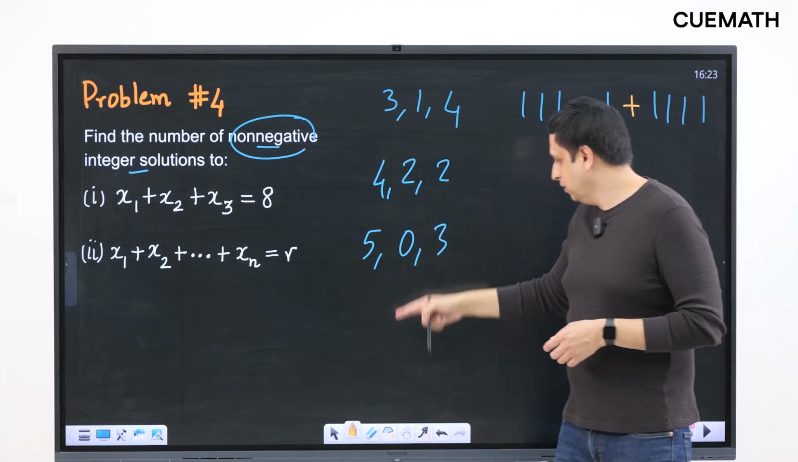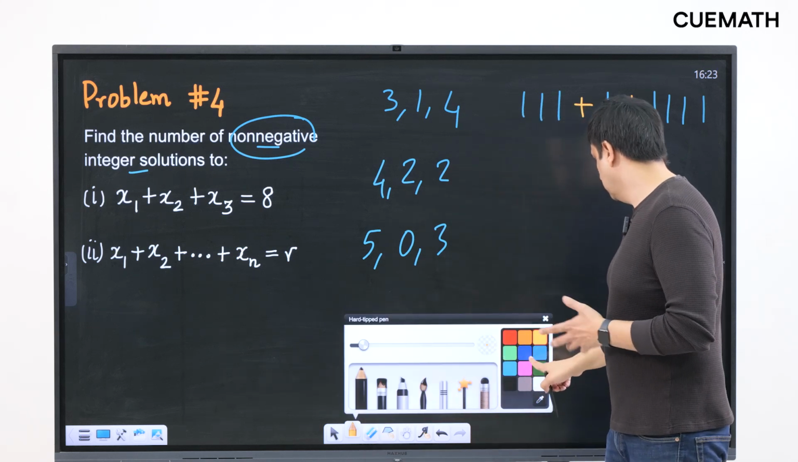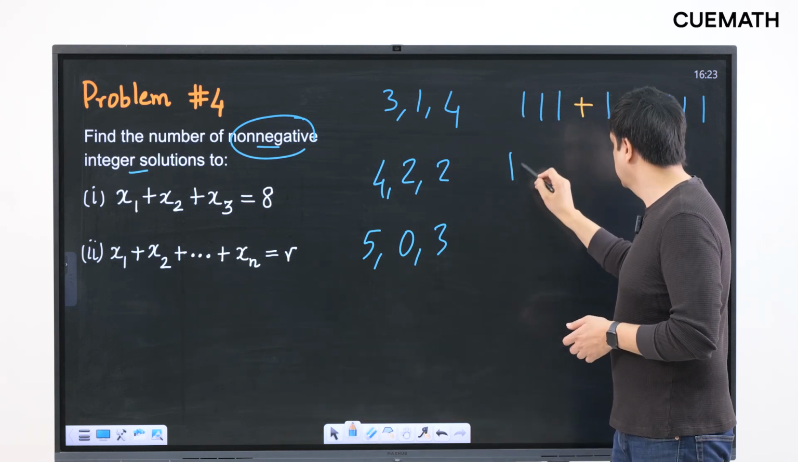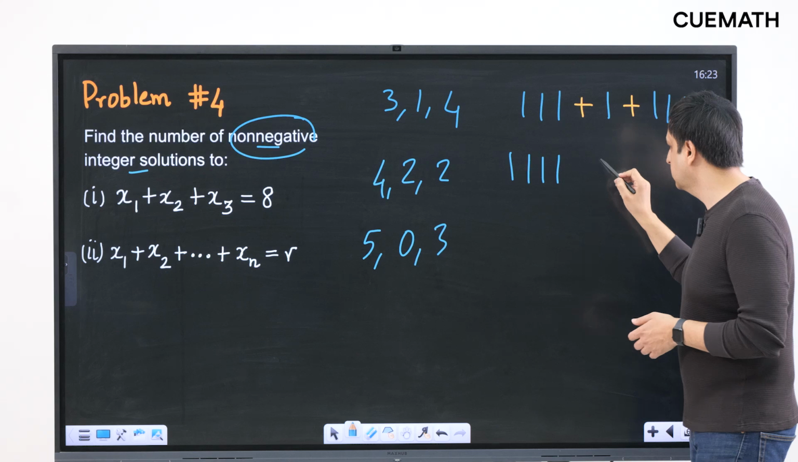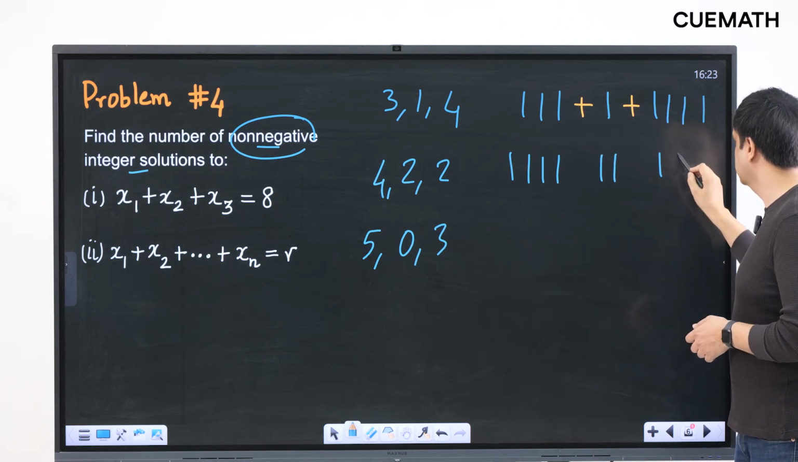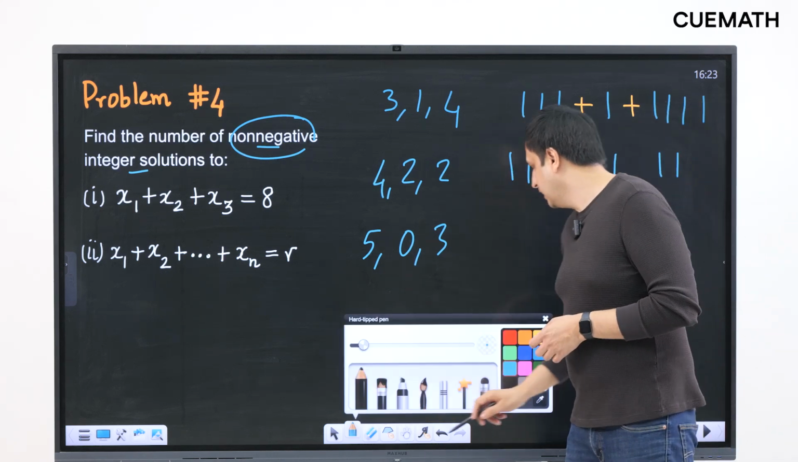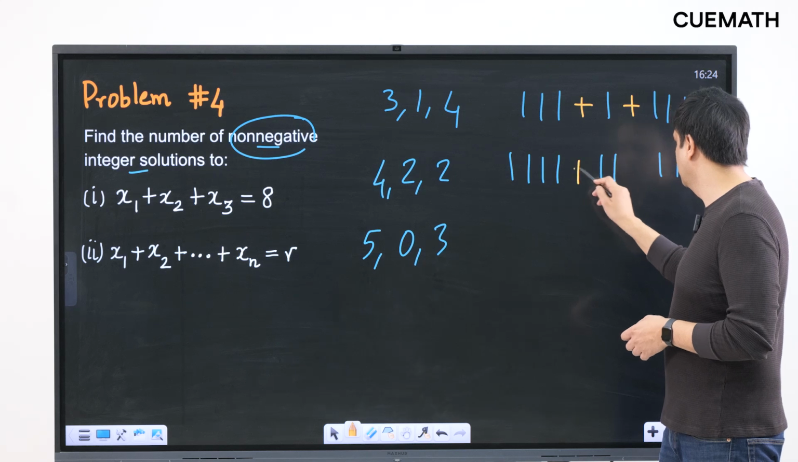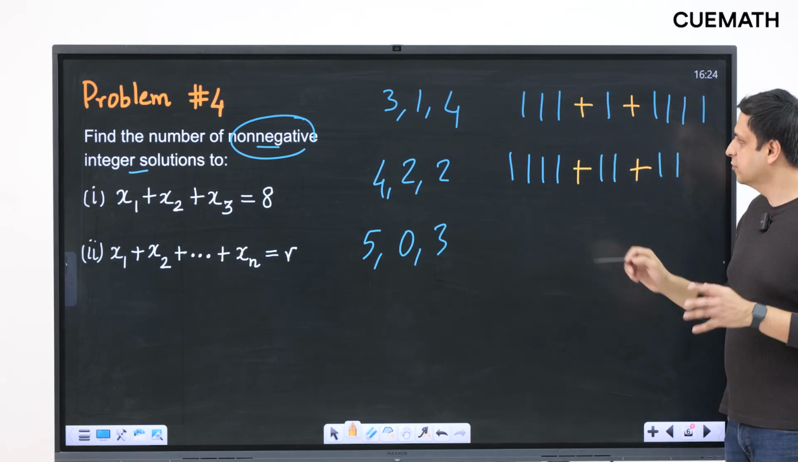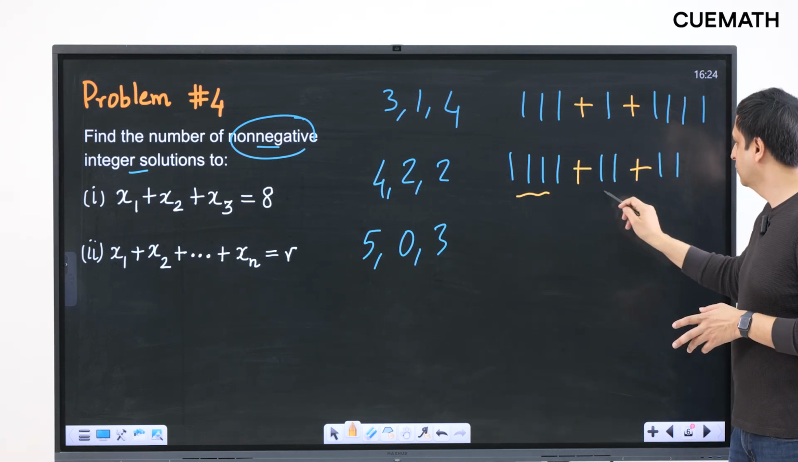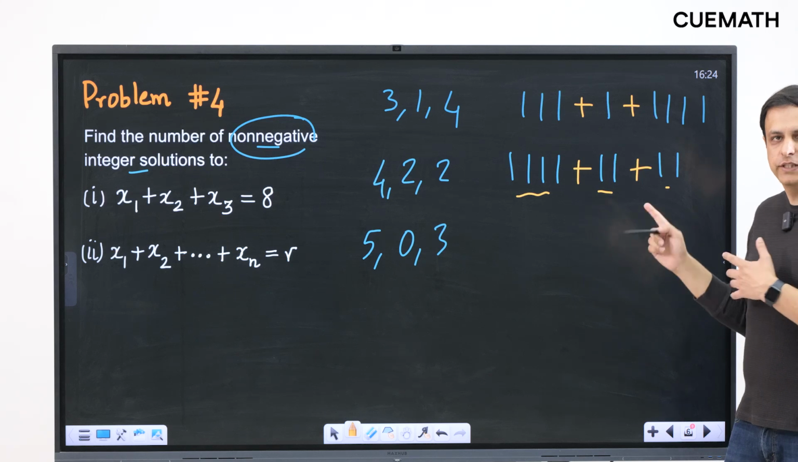Let's do the same thing for 4, 2, 2. So for 4, 2, 2, I will first write 4 ones like this, then a space, then 2 ones, then a space, then 2 ones, and then I will insert 2 plus signs like this, and this gives me the specific solution 4, 2, 2. So you see what's going on here.